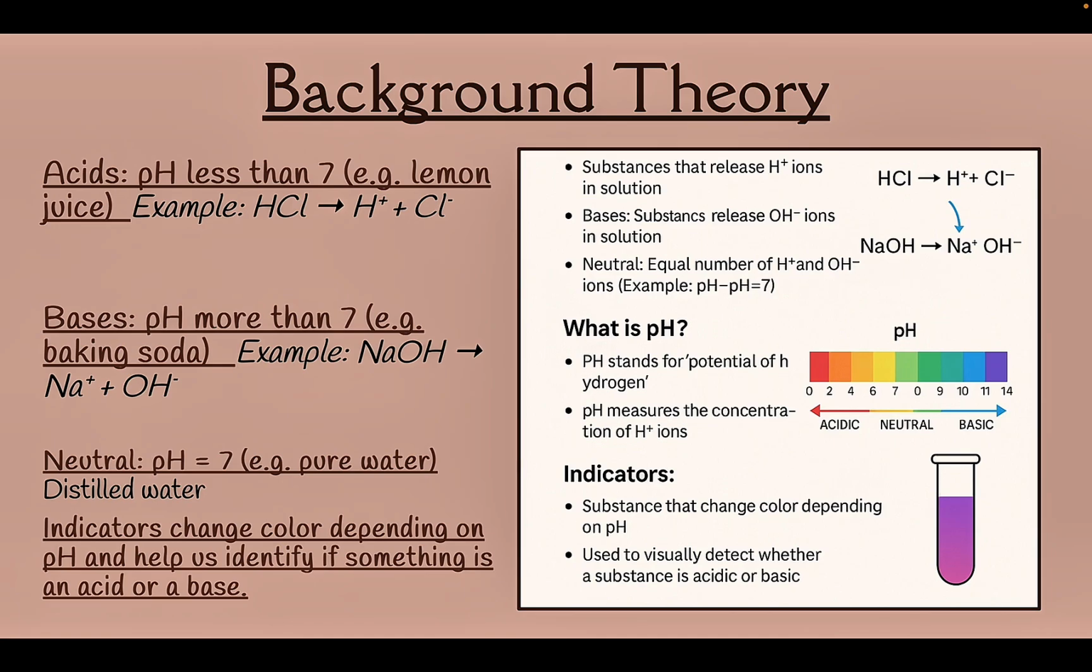Now let's talk about neutral. Neutral is when pH equals 7, so pure water. Nothing's added to the water, that's when the pH is going to be 7. Indicators change color depending on pH and help us identify if something is an acid or a base.